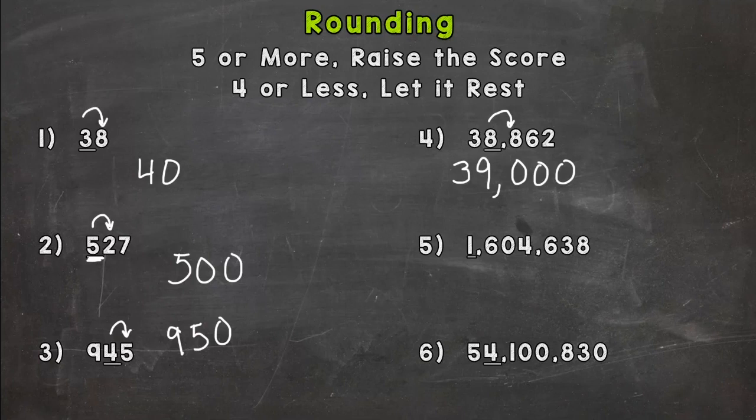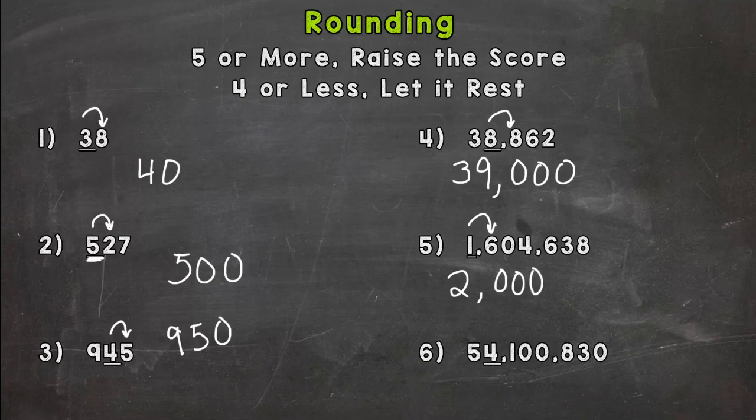Let's take a look at number 5 here. We have a 1 underlined. And that 1 is in the millions place. So we are going to take a look next door to see if this number rounds up to 2 million or will round to 1 million. So that's a 5 or more there, so we need to raise the score. The 1 is going to round up to 2. And then we need to think, what happens to all the digits to the right of the millions place? You guessed it, everything to the right is changed to a 0.